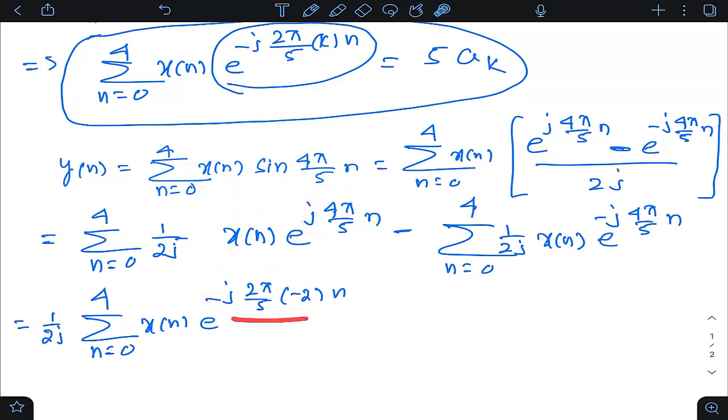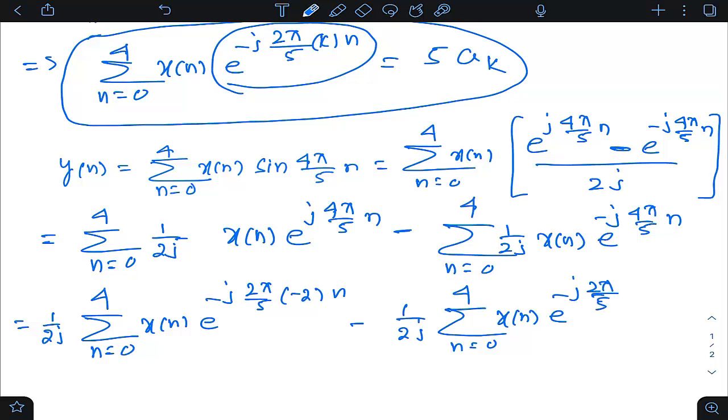And why am I writing it this way? Because I have to make use of the standard relations. Here the pattern is minus j multiplied by 2 pi by 5 multiplied by k. So that is why I am writing it this way. Then minus 1 by 2j, again taken out, and the summation n from 0 to 4 of x[n] e raised to power minus j 2 pi by 5, then here 2, and n.